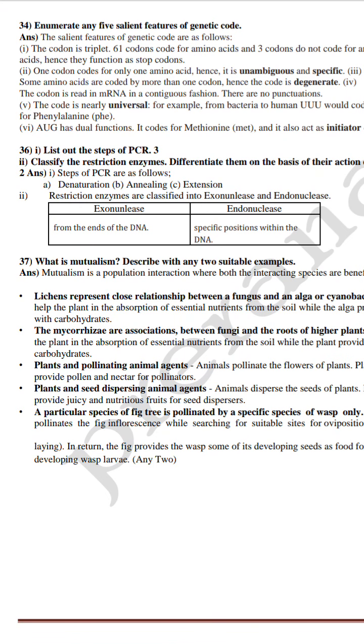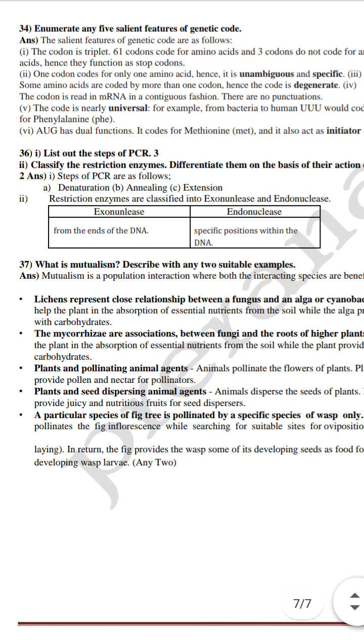Next, 35th question. Enumerate any 5 salient features of genetic code. So students, this is very interesting from the molecular basis of inheritance and variations chapter. So salient features of genetic code. Write nearly 8 to 10 points and see that all the points are from the textbook, and as usual the answer should be composed of 200 to 250 words. Then you will definitely get 5 marks.